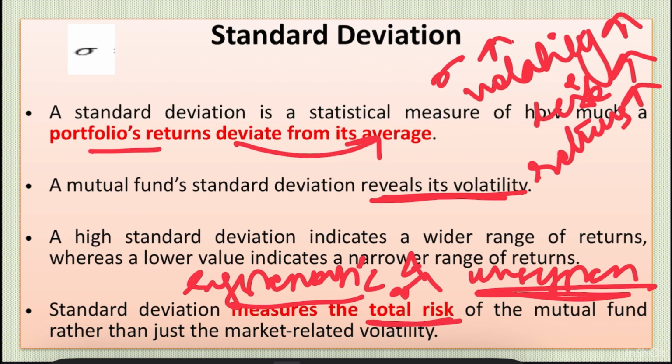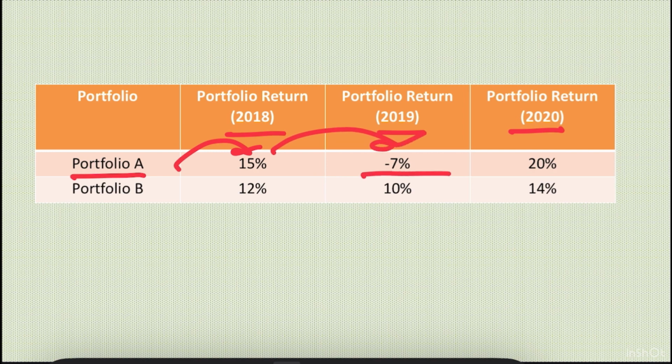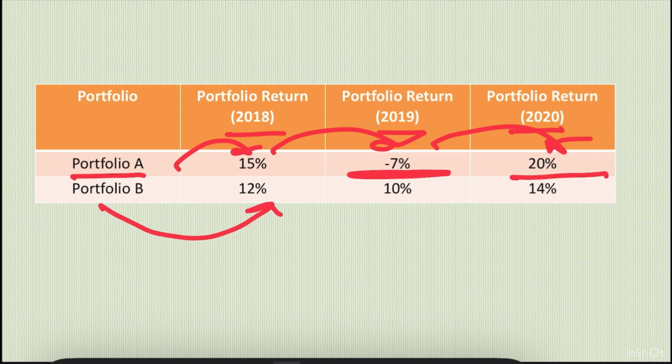Let's understand the standard deviation with the help of an example. I've taken two portfolios, that is portfolio A and portfolio B, right? We've computed the returns over a period of time, say 2018, 19 and 20. Now for the portfolio returns, you can see that portfolio A has given 15% in 2018, then in 2019 it was minus 7%, in the year 2020 it was 20%. However, for portfolio B, it has given 12% in 2018, 10% in 2019 and 14% in 2020.